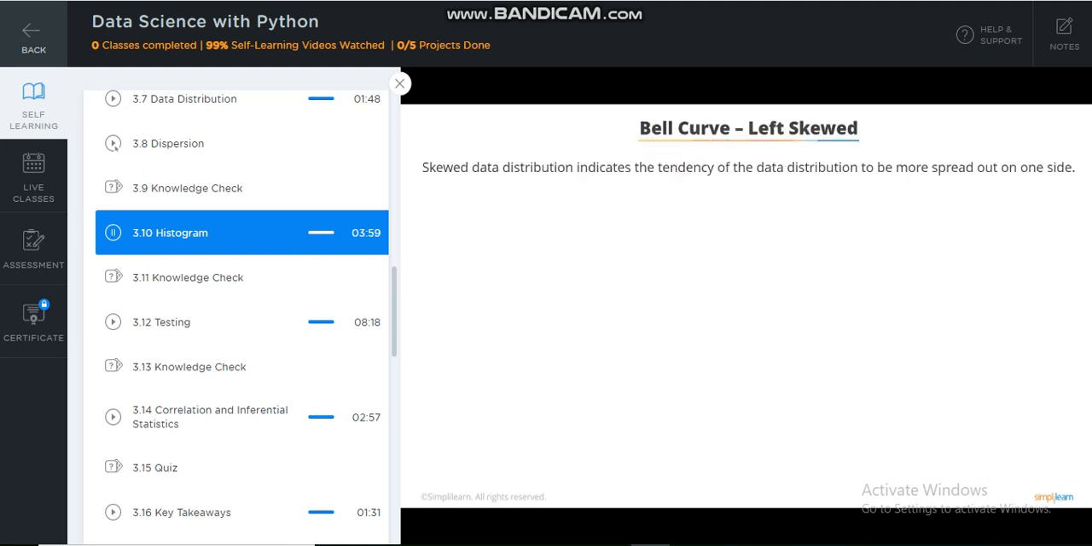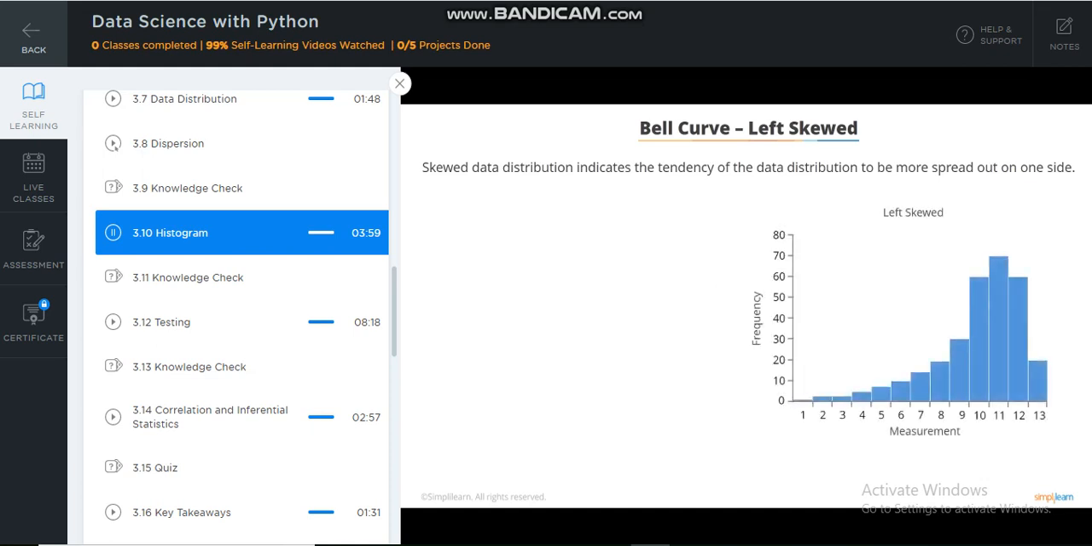Skewed data distribution indicates that the tendency of data distribution is to be more spread out on one side than the other. In this graphical representation, the data is left skewed. Mean is less than median. The distribution is negatively skewed or represents negative statistics. Left tail contains large distributions.